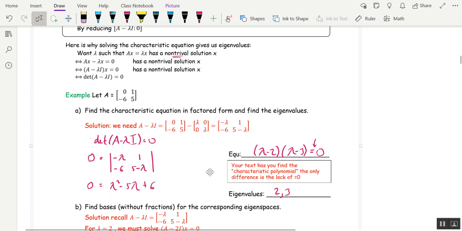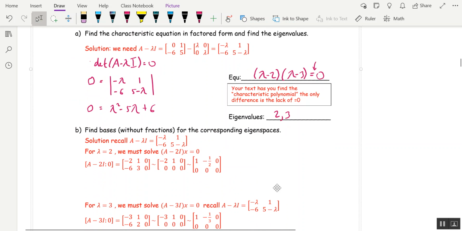Find bases without fractions for the corresponding eigenspaces. All right, so just copying down the matrix A minus lambda I because we're going to need it. And for each lambda, we're going to find a basis for the eigenspace. So I've got 2 lambdas. I'm going to start with lambda equal 2. I need to solve A minus 2I times x equals 0. So I go ahead and I reduce the matrix A minus 2I augmented with 0.